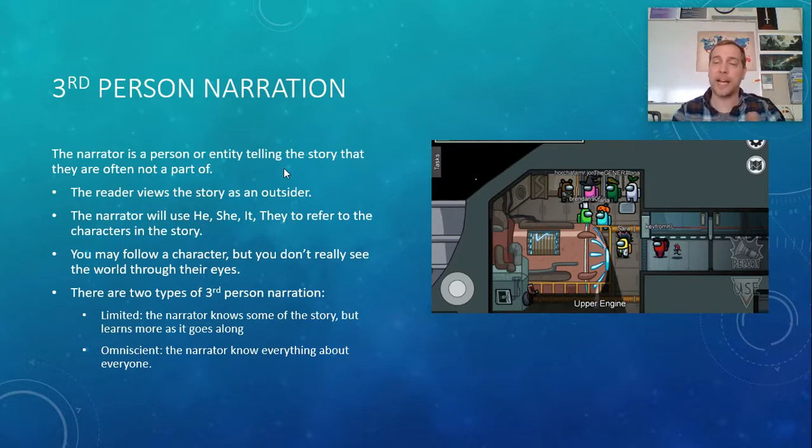Now, there are two types of third person narration. One is limited, and limited means that you're only getting the point of view of one character. You don't know everything that's going on, and the narrator might not know everything that's going on. And so the narrator is really restricting what you as the reader get. And then there's the omniscient narrator, and this narrator knows everything about everyone, right?